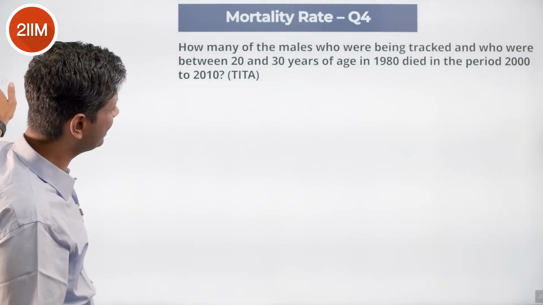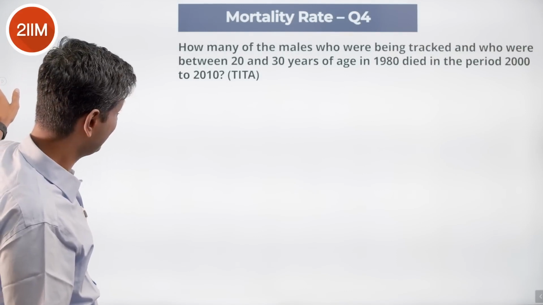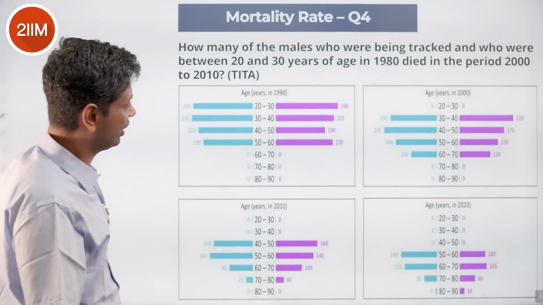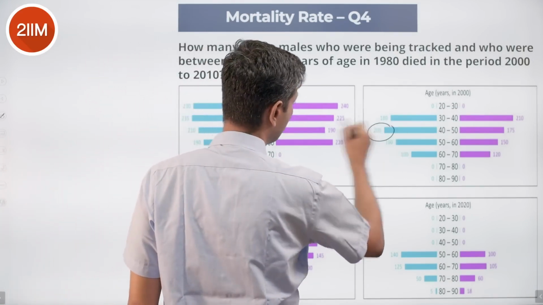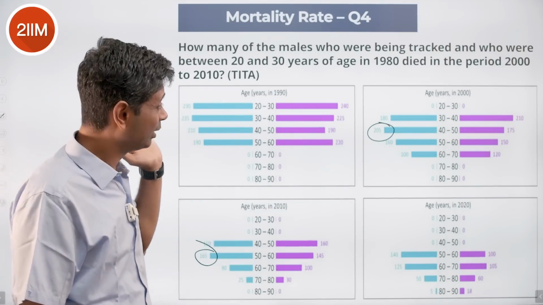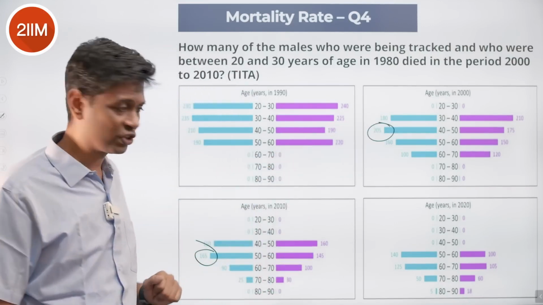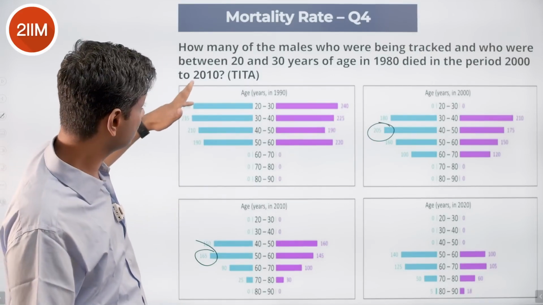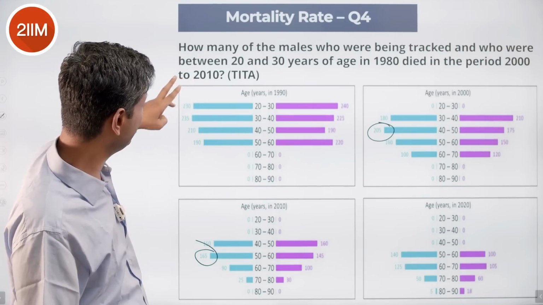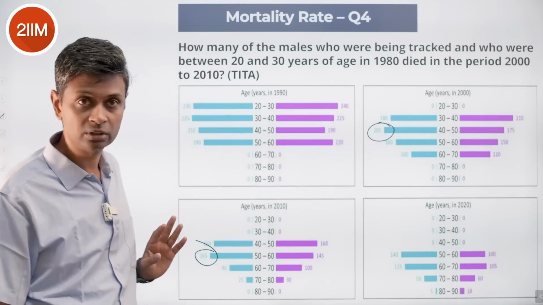How many of the males who were being tracked and were between 20 and 30 years of age in 1980 died in the period 2000 to 2010? 20 to 30 is a second bucket. Died from 2000 to 2010. Second bucket is here, 205 became 165. It was 250 became 230 became 205 became 165. So the 250 number, 230, this is talking about 20 to 30 years of age in 1980. That is 30 to 40 here, 40 to 50 here, 50 to 60 here.